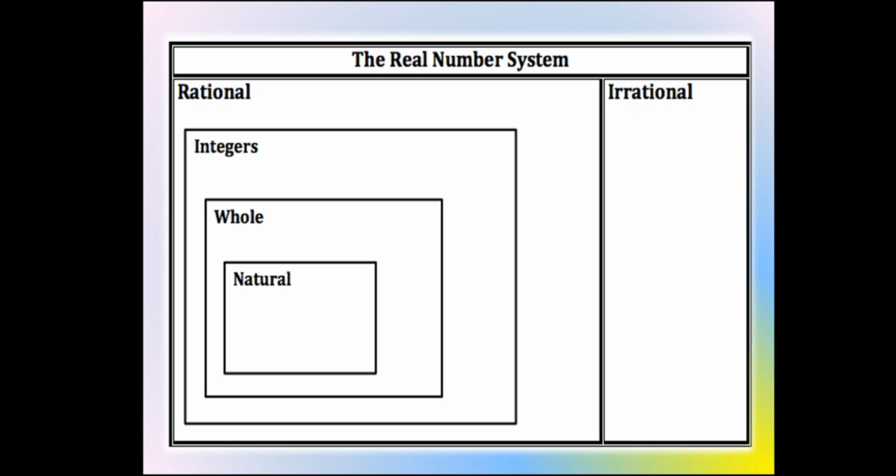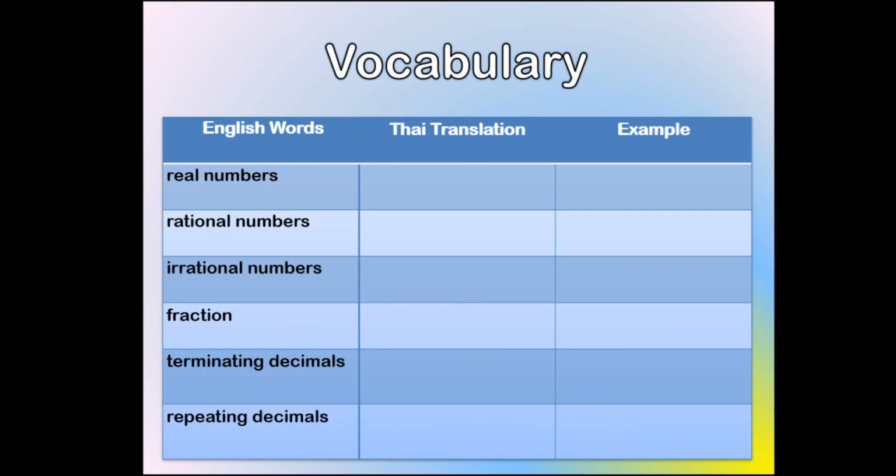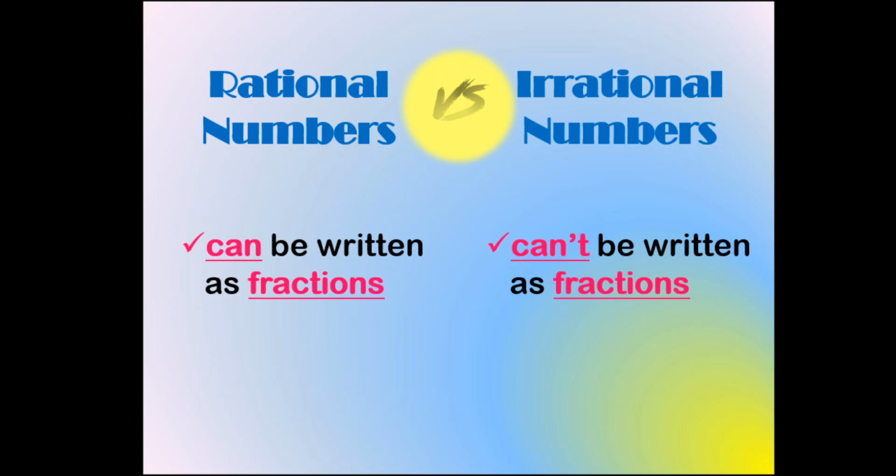For your homework, I need you to copy this one and write 5 examples of each. This would be the first. The second part would be the vocabulary. For the vocabulary, I need you to translate all of these into Thai and then give me 2 examples of each. Again, write these English words in Thai and write 2 examples of each. And lastly, the third would be the summary for today's lesson. That is rational numbers versus irrational numbers.